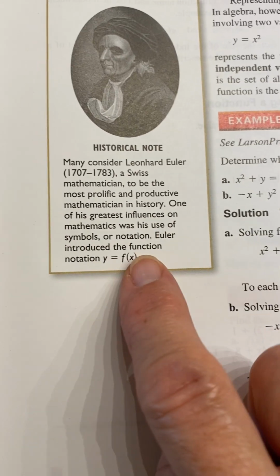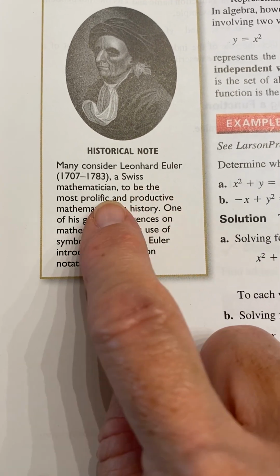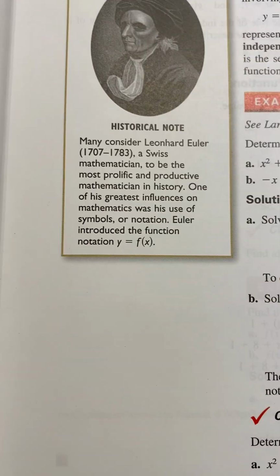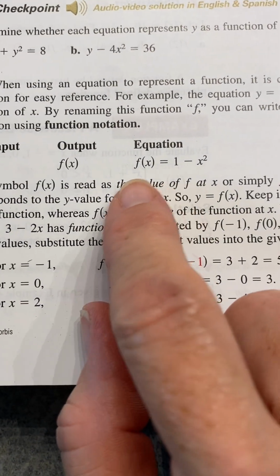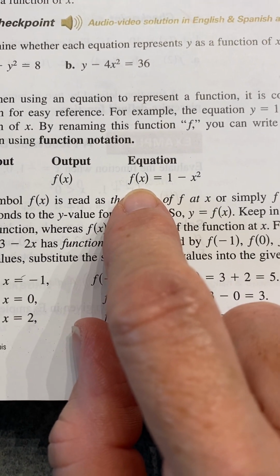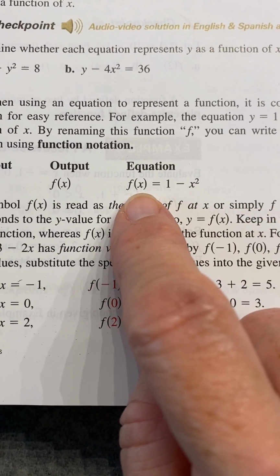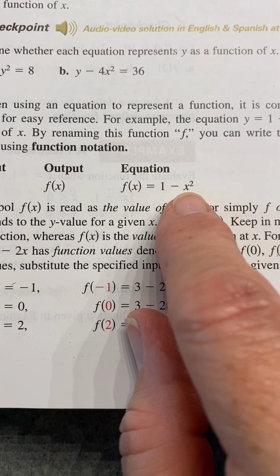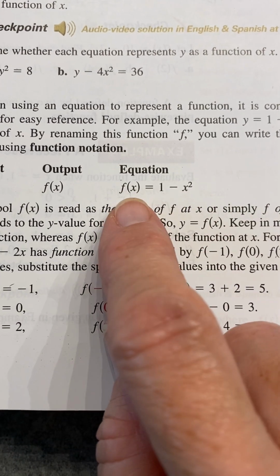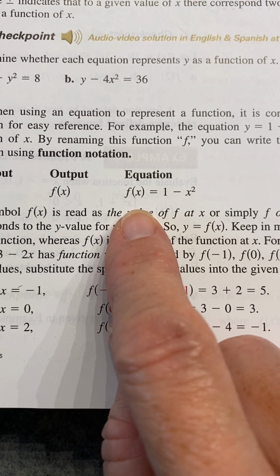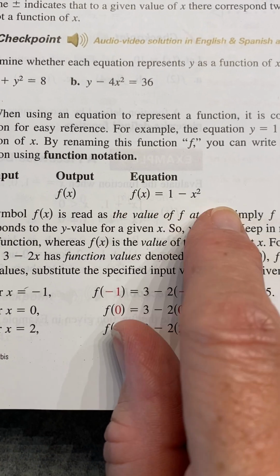Here's a little historical note on Leonhard Euler. You pronounce that Euler. He is the mathematician that gave us function notation. So let's take a look at this. If we have an equation or a function, this is a function. How do you know it is a function? Well, for every value of x, you would get a particular value of y. You're not going to get two values of y for that. So this equation is a function.